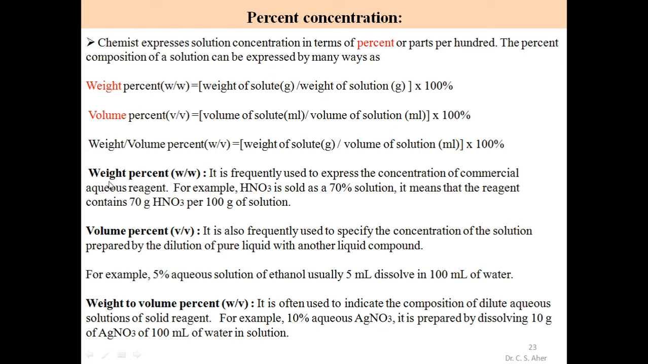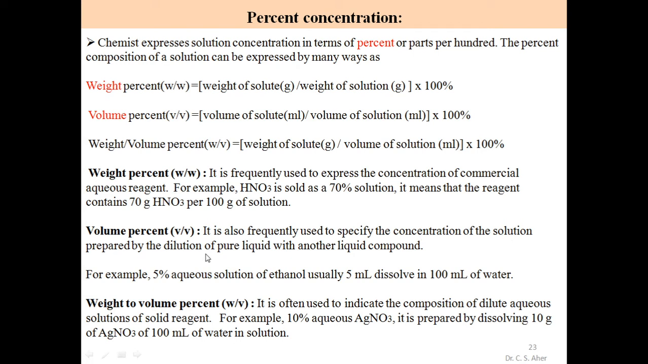See in detail. The weight percentage, weight to weight, is frequently used to express the concentration of commercial aqueous reagents. These aqueous reagents are commercially supplied in this way. For example, nitric acid sold as a 70% solution. This means 70% nitric acid, weight to weight percent. What is the meaning of that? It means that this reagent contains 70 gram nitric acid in 100 gram of solution.